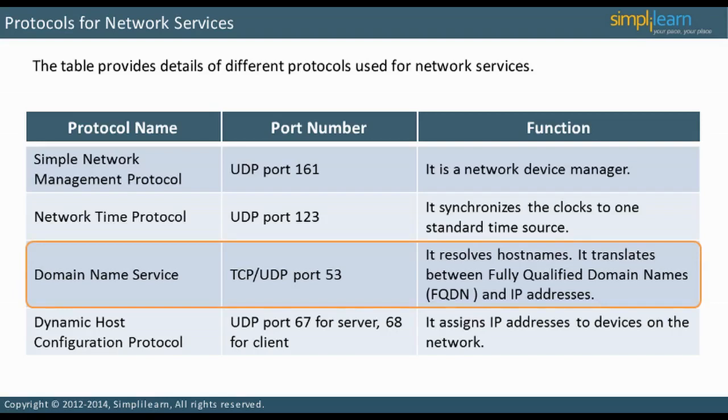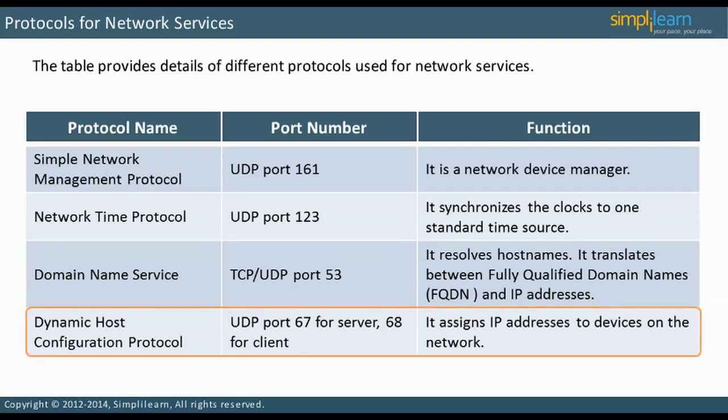Domain Name Service, DNS, TCP/UDP port 53, resolves host names. It translates between fully qualified domain names, FQDN, and IP addresses. For example, on entering the FQDN www.google.com in a browser, DNS translates that reference to the IP address for that website. A URL is an FQDN along with the protocol, like the one seen on the slide.